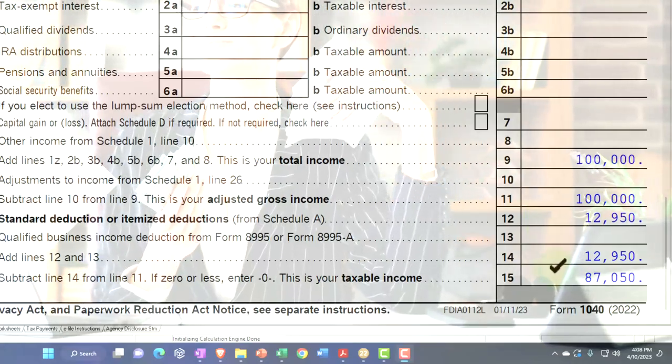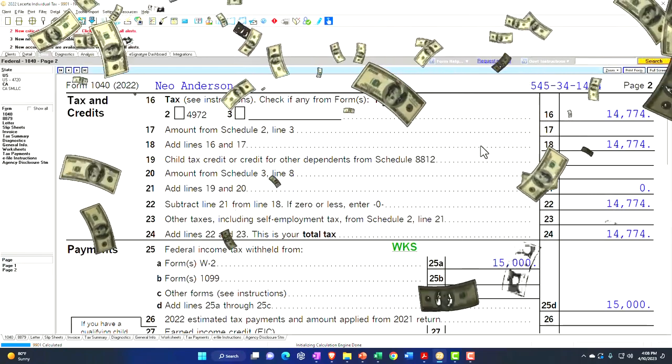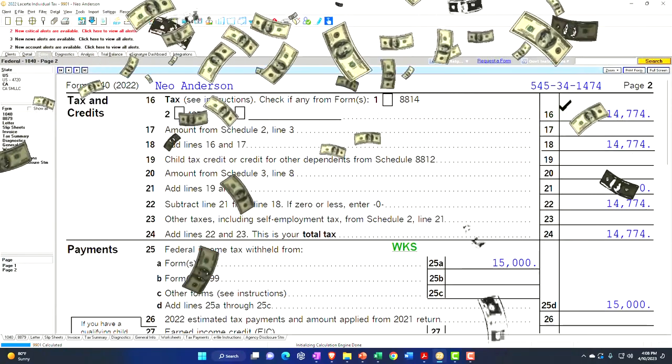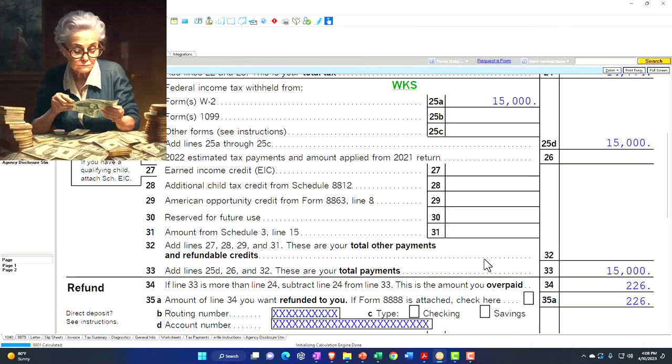That gets us to the $87,050 taxable income. Page number two, then, $14,774 is the tax being calculated. We're imagining $15,000 withheld for a refund of $226.